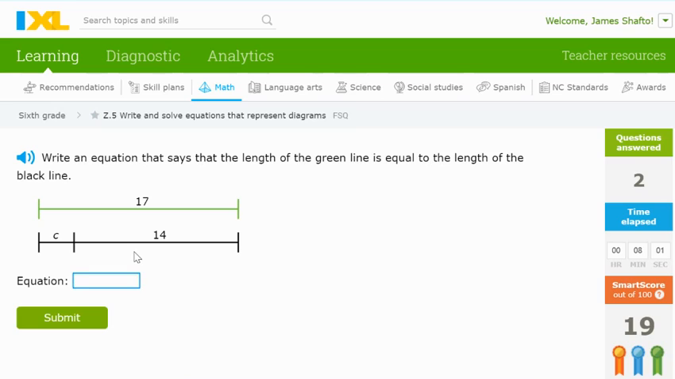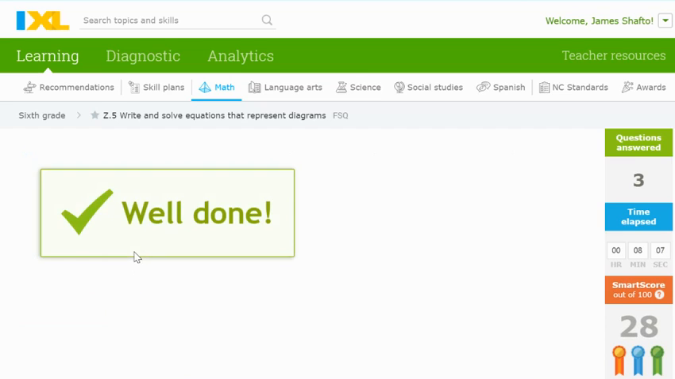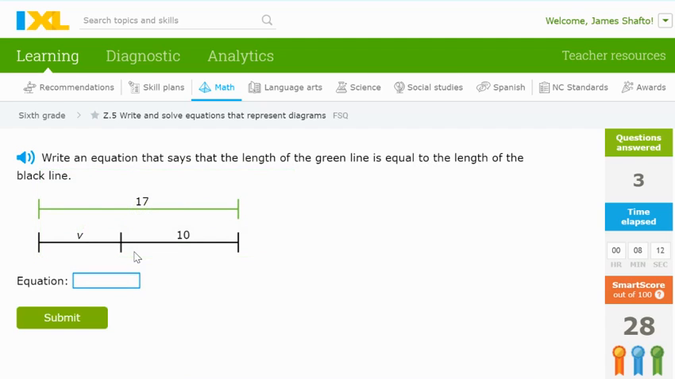On this one, I could switch it around. I could say c plus 14 equals 17. Again, it doesn't matter what side you put your equal signs on. So I could write v plus 10 equals 17, or I could also write 17 equals v plus 10. These are the same thing.